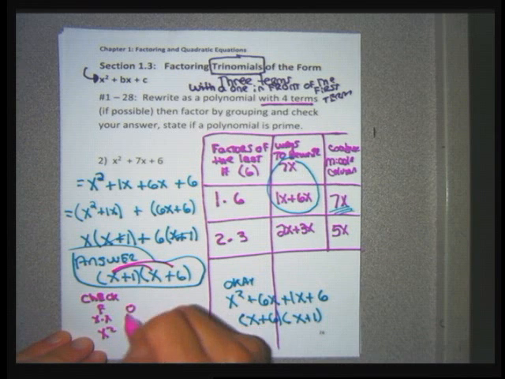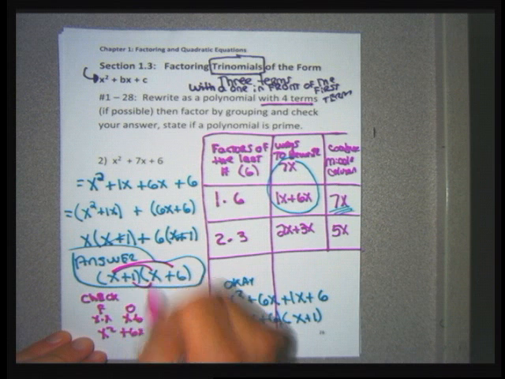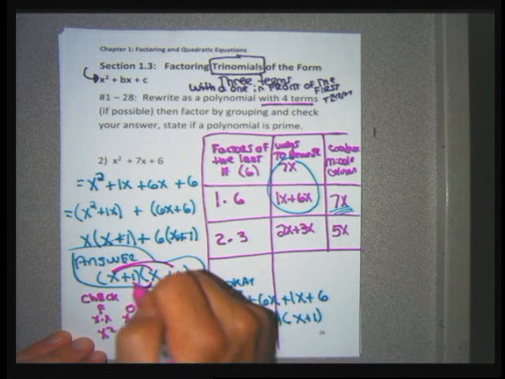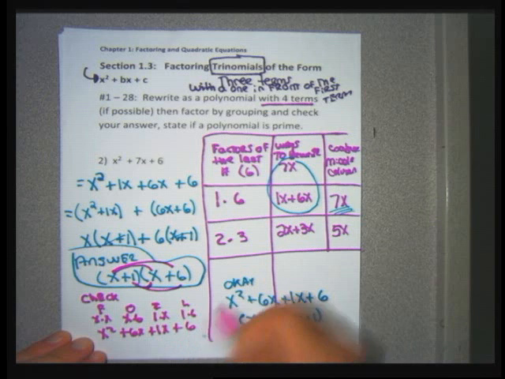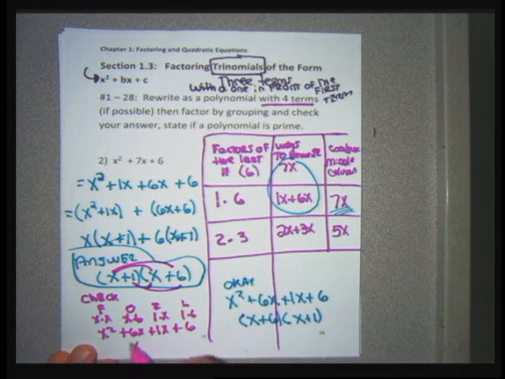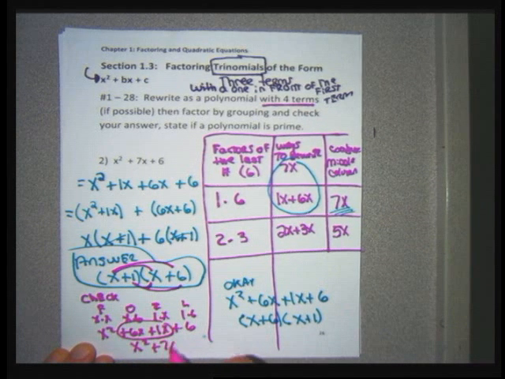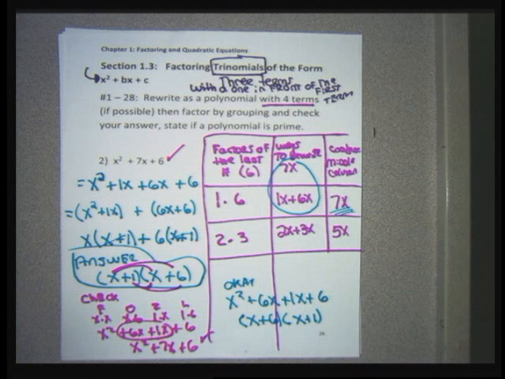Outers are x times 6, which is a plus 6x. Inners are 1 times x, which is a plus 1x. Lasts are 1 times 6, which is a plus 6. And now I'm going to combine the 6x plus 1x. The x squared I'm going to bring down. The 6x plus 1x I'm going to add as a plus, make them a plus 7x, and I bring the plus 6 down. Because this and this are exactly the same, then I know I've factored properly.